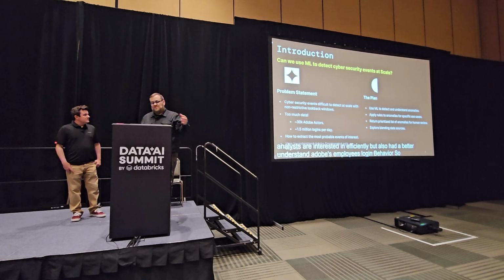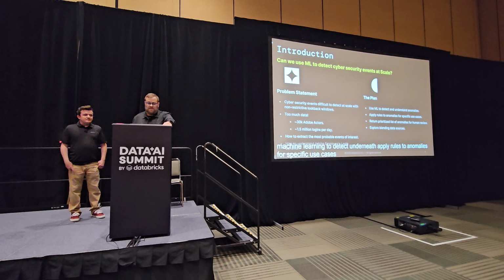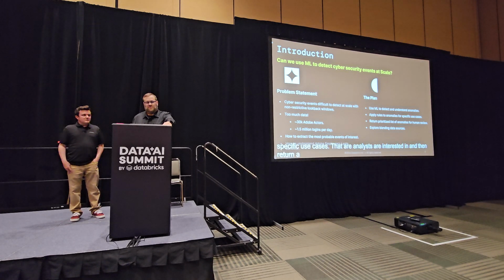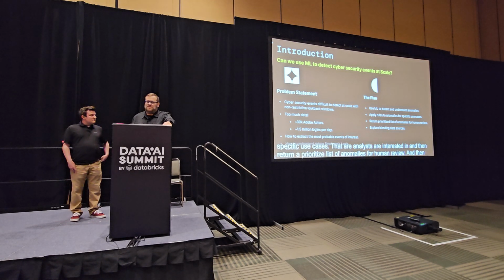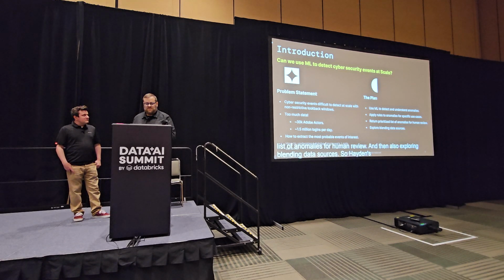So the plan is to use machine learning to detect and understand anomalies, apply rules to anomalies for specific use cases that our analysts are interested in, and then return a prioritized list of anomalies for human review. And then also explore blending data sources. Hayden's going to talk about feature engineering, and I'll be back to talk about modeling.